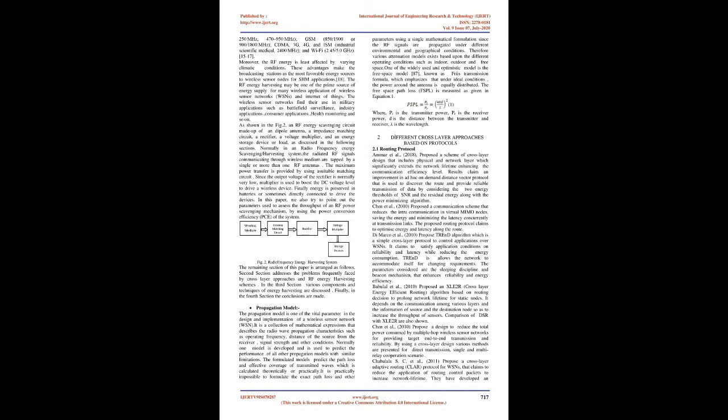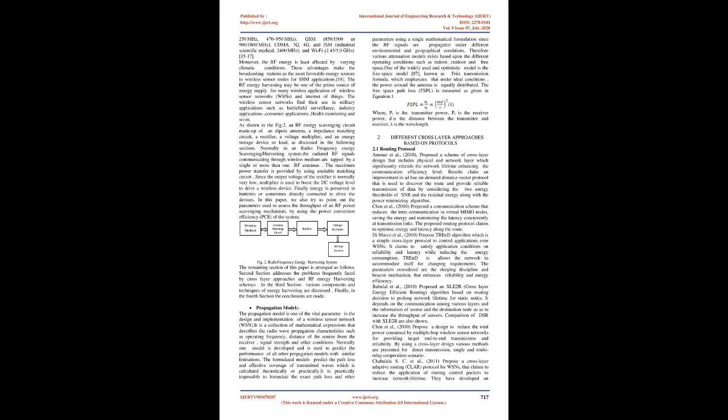In this paper, we also try to point out the parameters used to assess the throughput of an RF power scavenging mechanism, by using the power conversion efficiency, PCE, of the system. The remaining sections of this paper are arranged as follows. The second section addresses the problems frequently faced by cross-layer approaches in RF energy harvesting schemes. In the third section, various components and techniques of energy harvesting are discussed. Finally, in the fourth section, the conclusions are made.